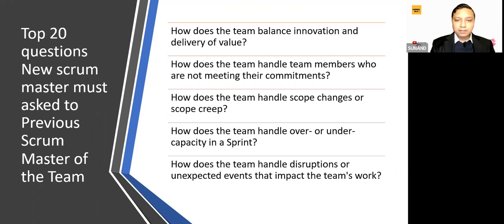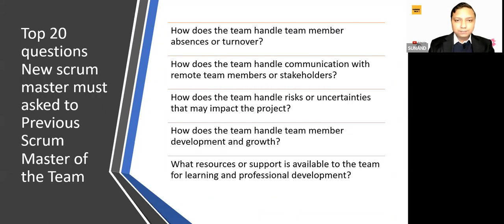How does the team handle disruptions or unexpected events that impact the team's work? Sometimes production bugs will come or certain things will happen, right? So ask, did a similar thing happen in the past? And if yes, what was the approach? How did you handle those issues, situations or challenges, right? So these are the important questions.